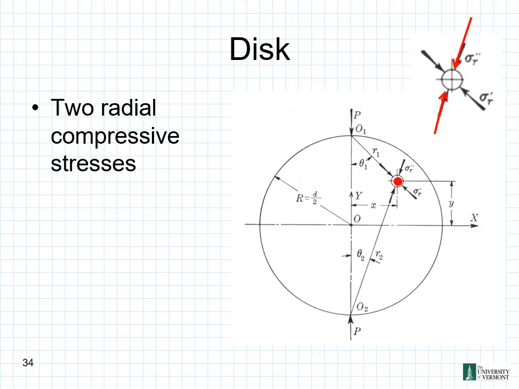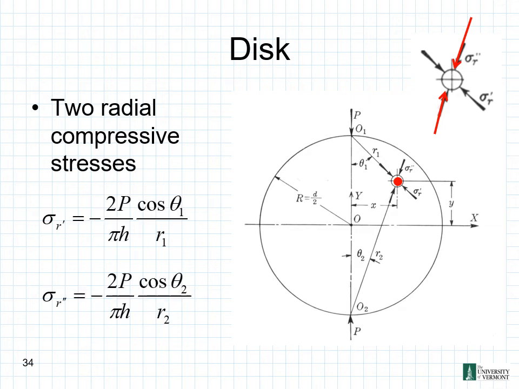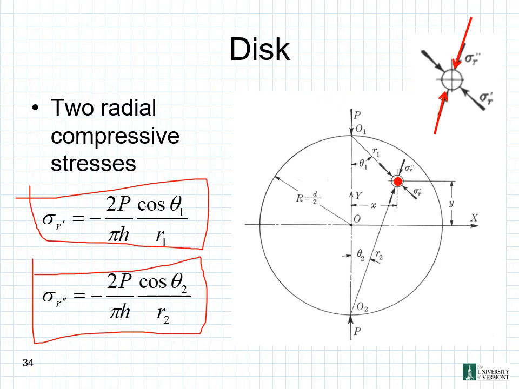So recall there were two radial compressive stresses. We just went through and solved it for our sigma r prime, and that was given by this relationship here. Now we want to solve it for our sigma r double prime over here, and that's given by this relationship down here, which is slightly different, where the difference is our r1 and our r2, which we can relate back here. Here's our r1. Here's our r2, one coming from the load at the top, one coming from the load at the bottom for that distance there.